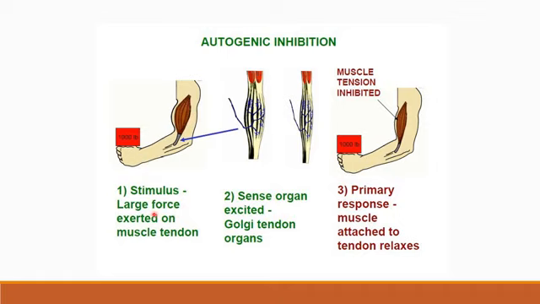The stimulus for this reflex is large force exerted on the muscle tendon. Suppose a heavy weight, 1000 lbs, is kept on the limb, that will cause exertion of the tendon. So the sense organ, the Golgi tendon, is excited, and the primary response is that the muscle attached to the tendon will be relaxed. This is the same muscle, so it will be relaxed. That means its tension will be inhibited, so it is called autogenic inhibition.